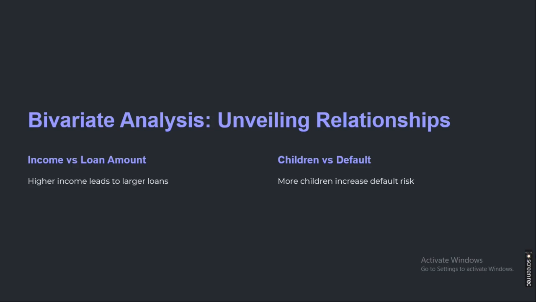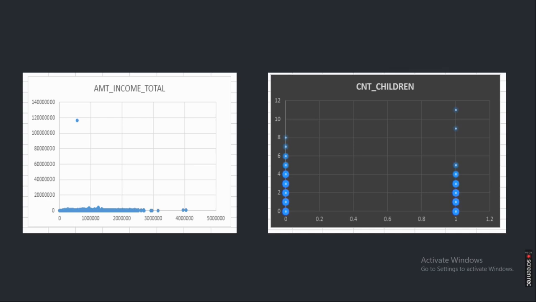First chart was based on income versus loan amount. Higher income leads to larger loans. In this column you can see the amount income total. I have used this scatter plot in this. As you can see, the blue dots are the amount income total of employees, and the second scatter plot shows us the count of children using the target column.